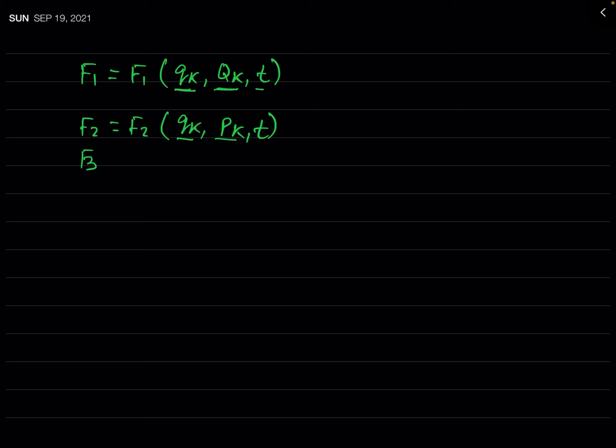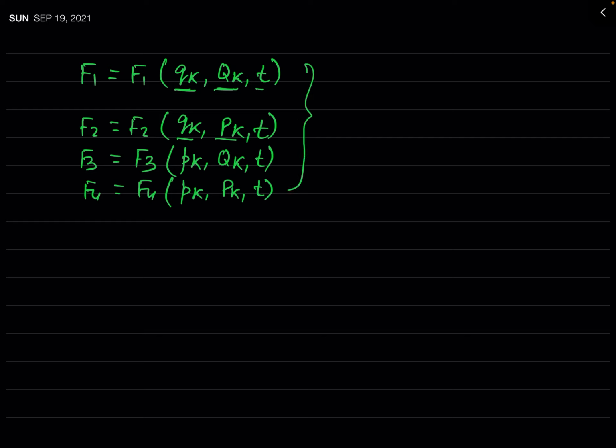Similarly, you can choose the third form of this function f3, and we can choose it like f3 of pk, capital qk and t. And the fourth form you can take like this, f4 of pk, capital pk and t. Actually these are the 4 forms of this arbitrary function f.